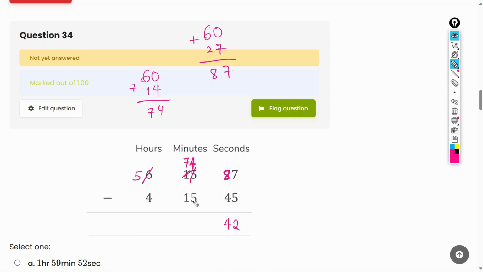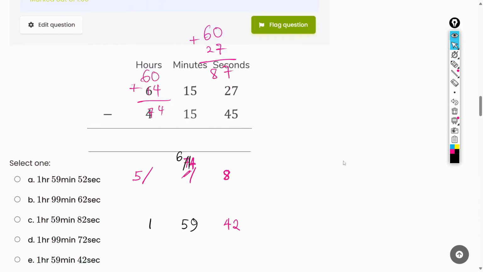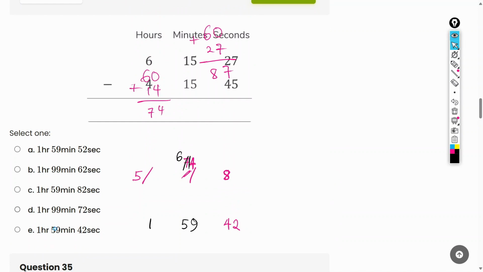So 74 minus 15. So 4 minus 5 wouldn't work. We borrow 1 from 7, that's 6. We have 14. 14 minus 5 is 9. 6 minus 1 is 5. And then 5 minus 4 is 1. So that's 1 hour, 59 minutes, 42 seconds right here.